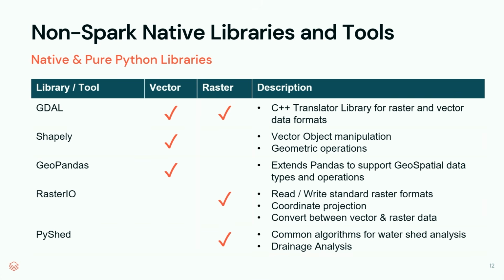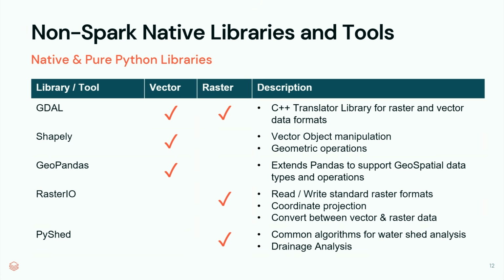Okay, so that's our architecture, and now some of the tools we're using. Before we get to the large Spark distributed libraries, it's worth calling out there are a lot of non-Spark native libraries and tools that are very useful and provide the foundation for that. So GDAL sits underneath quite a lot of geospatial software. It's basically your Swiss Army knife of all of the I/O for different formats to do with vector and raster.